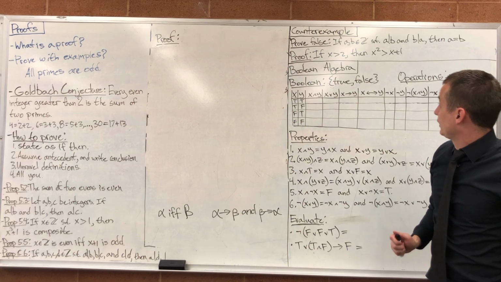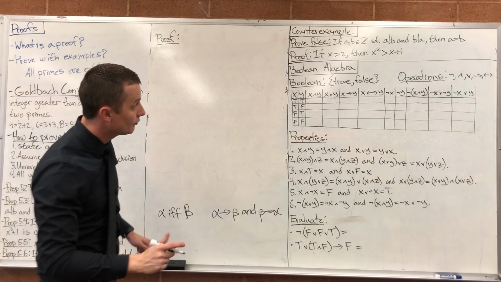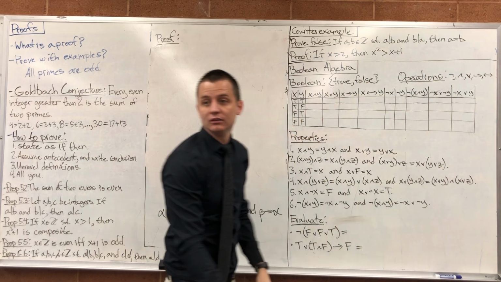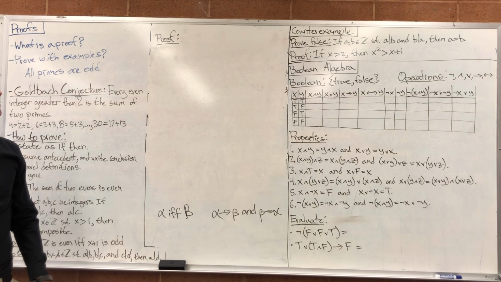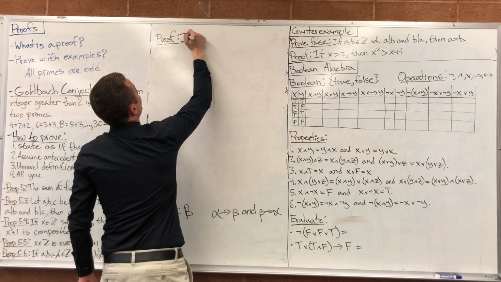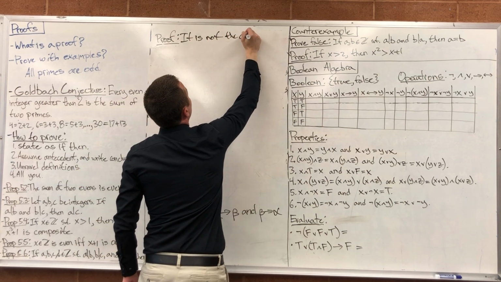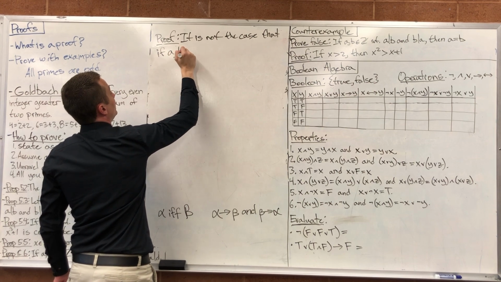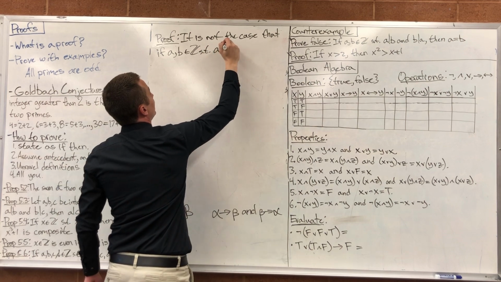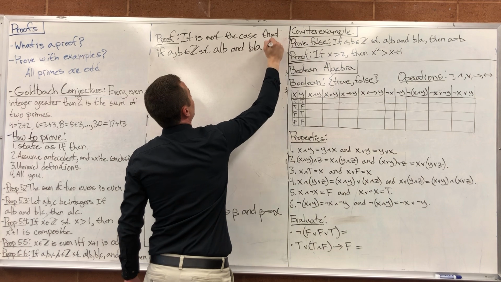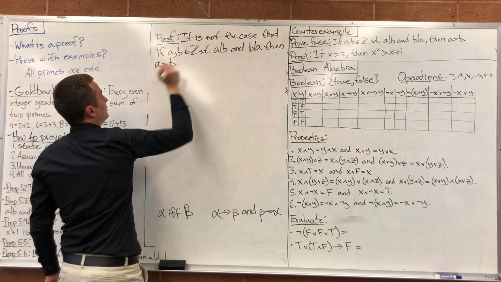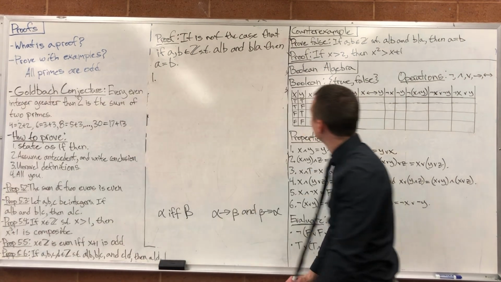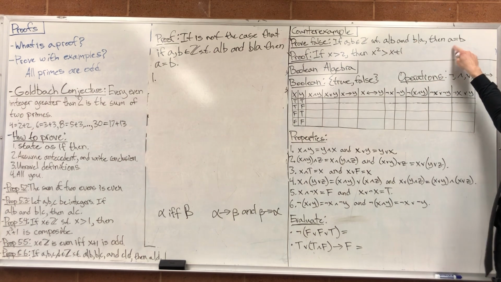So let's look at another one. Here's a statement that we need to prove is false: if a and b are integers such that a divides b and b divides a, then a equals b. Proof. It is not the case that if a and b are integers such that a divides b and b divides a, then a is equal to b. We're going to prove this by counterexample. What are two integers we could use? We need to find two integers a and b such that a divides b and b divides a, but a and b are not the same integer.